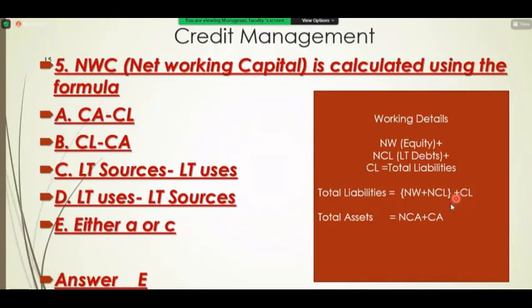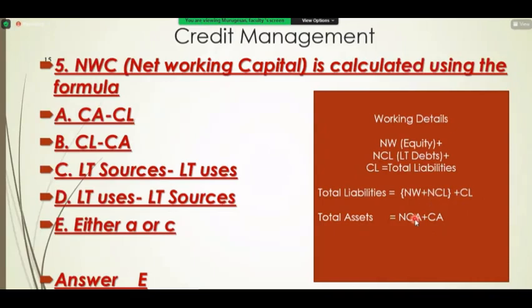So if you subtract, either you can get CA minus CL, or net worth plus NCL minus NCA, and you'll get the same answer. Because the balance sheet tallies, total liability tallies with total assets. So CA minus CL, or NW plus NCL minus NCA, will both be the same or different?